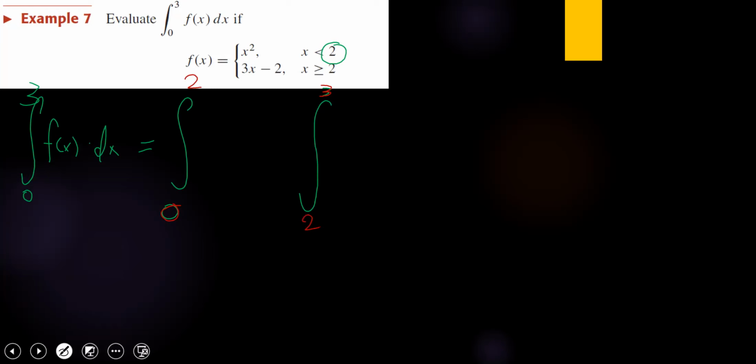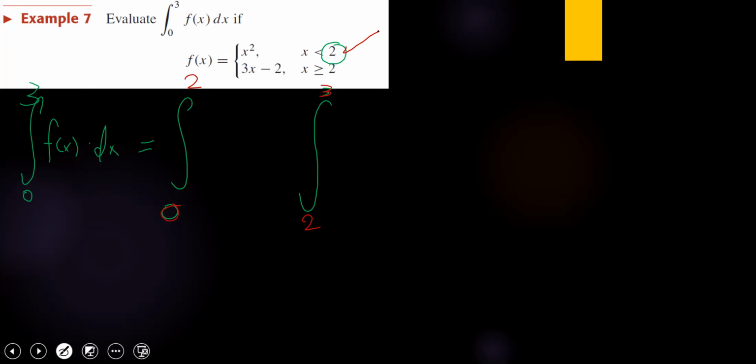Is it clear? From 0 to 3, 2 is this point here where the functions change. So from 0 to 2 and from 2 to 3. This is the first point. Then I will ask myself, which function should I put?